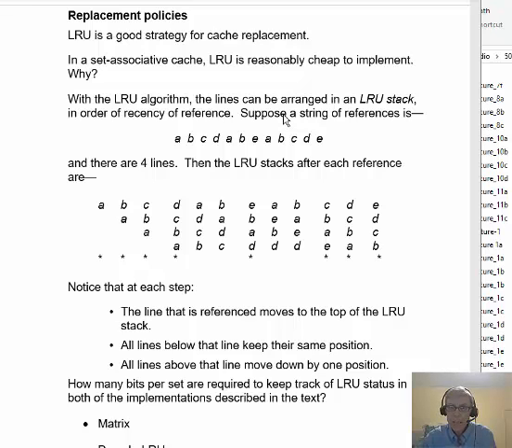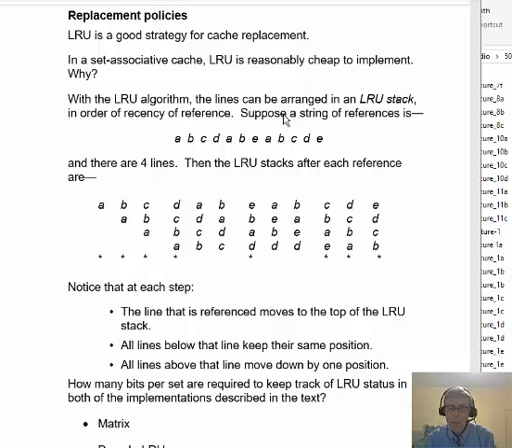Okay, cache replacement policies. Least recently used is a good strategy for cache replacement. And in a set associative cache, it's reasonably cheap to implement. When I say reasonably cheap, I mean let's compare it with what happens with page replacement.